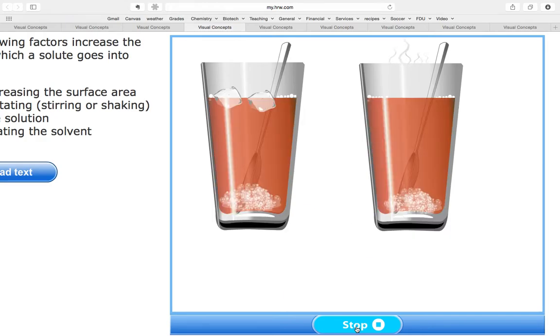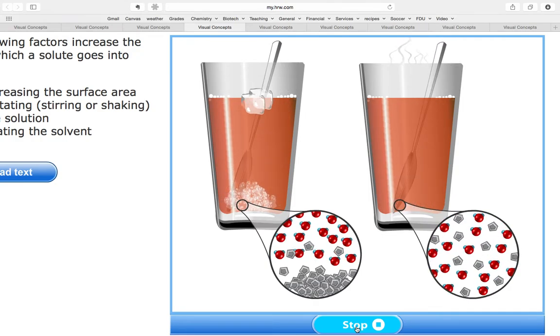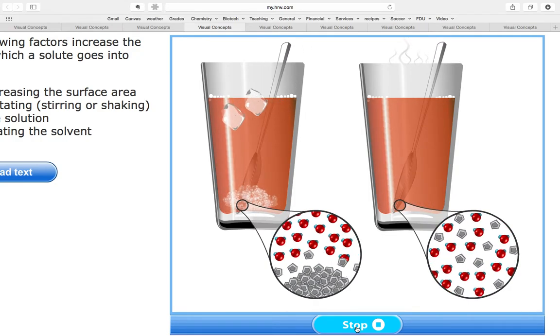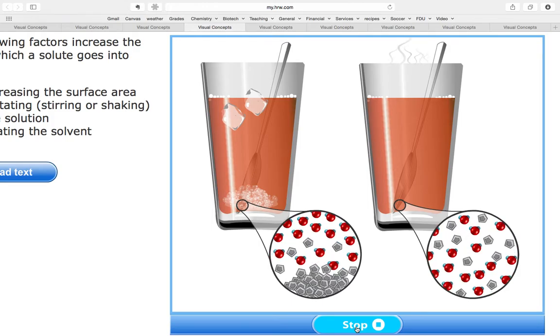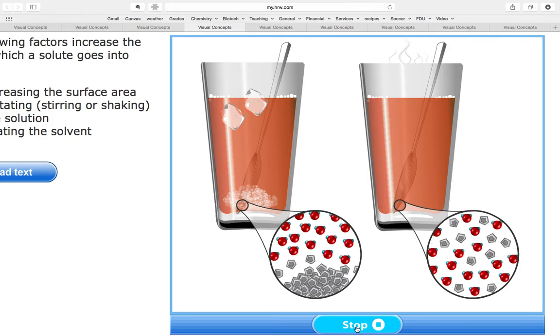Increasing the temperature increases the speed of the molecules. The faster they move, the faster the solute dissolves. For example, sugar added to hot tea dissolves almost immediately, while sugar in iced tea normally needs a lot of stirring.